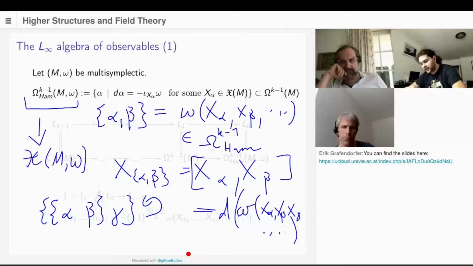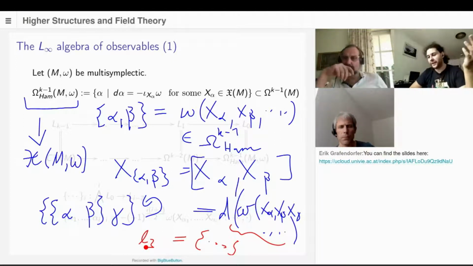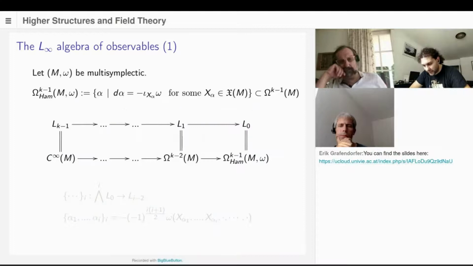We can actually just go ahead and define this term to be a bracket that takes 3 elements. And then for this ternary bracket, let's say L3, we get a new identity. If it's satisfied, we are in a Lie 2 algebra. If not, we get its identity satisfied up to d of something, and the something there defines us the next bracket. So going through that until the end, we get the following construction.